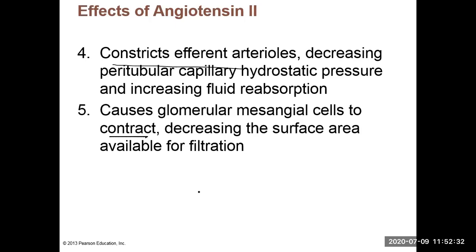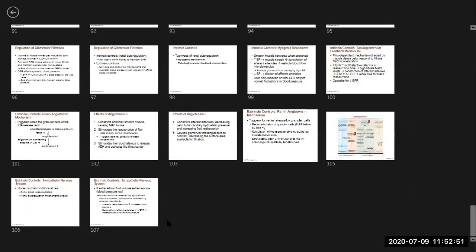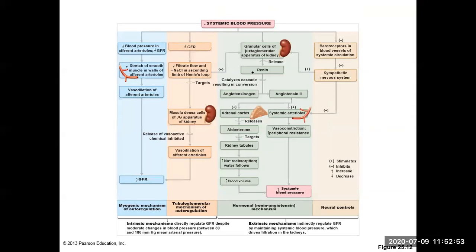Okay, renin-angiotensin mechanism. Don't worry about the receptors. I'm not going to talk about that too much, but I told you what it can do. I think that would be sufficient. Let's go to the 4th mechanism. So far we looked at the myogenic mechanism. We looked at the tubuloglomerular mechanism.